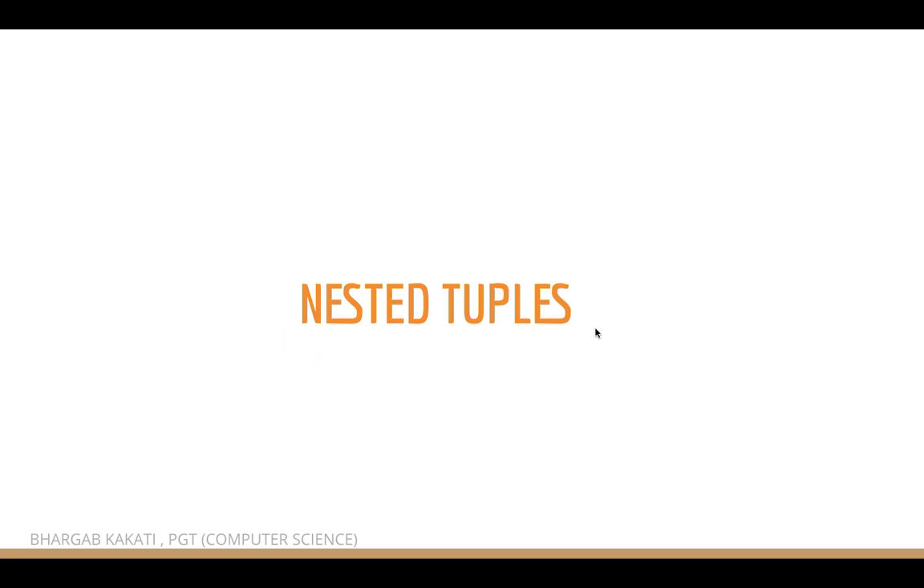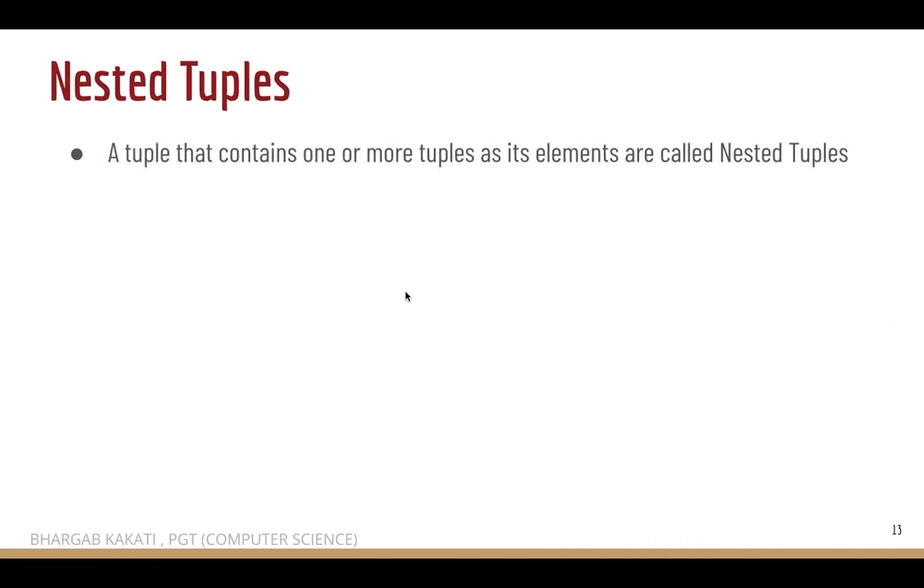So let's talk about another type of tuple, that is the nested tuple. So in computer science, whenever you hear the word nested, it means within something we have another thing. And so nested tuple means what? Within one tuple, if we have another tuple or more than one tuples within a single tuple, then it is known as a nested tuple. So a tuple that contains one or more tuples as its elements is called a nested tuple.